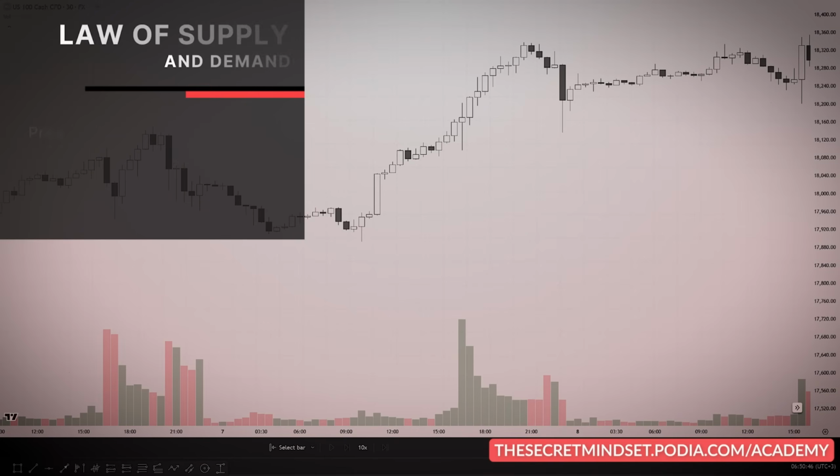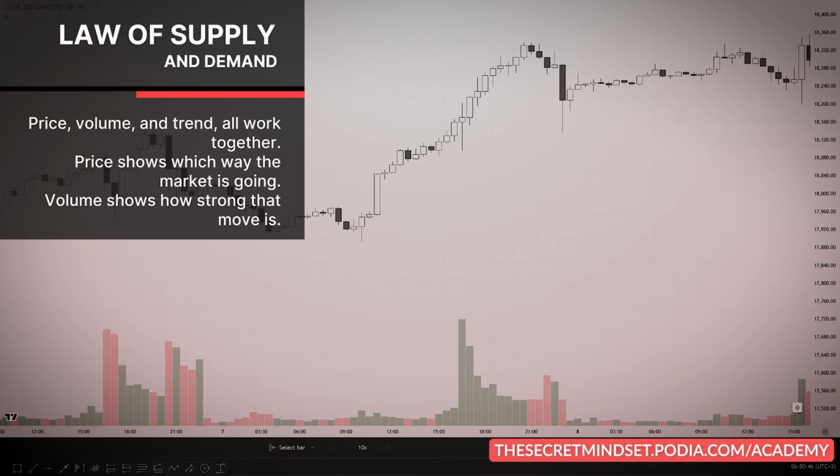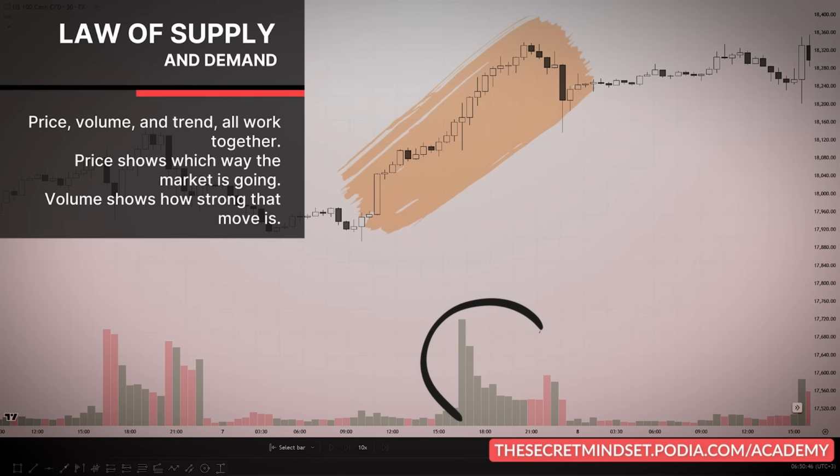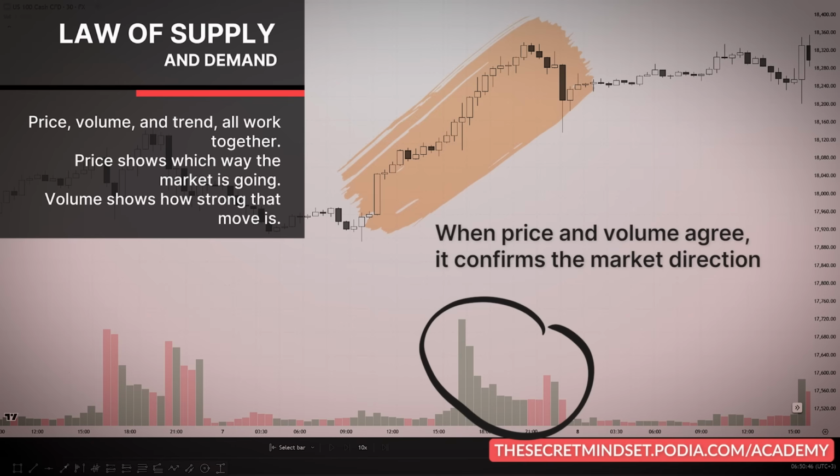The law of supply and demand says that price, volume, and trend all work together. Price shows which way the market is going. Volume shows how strong that move is. When price and volume agree, it confirms the market direction. We'll talk about this later.